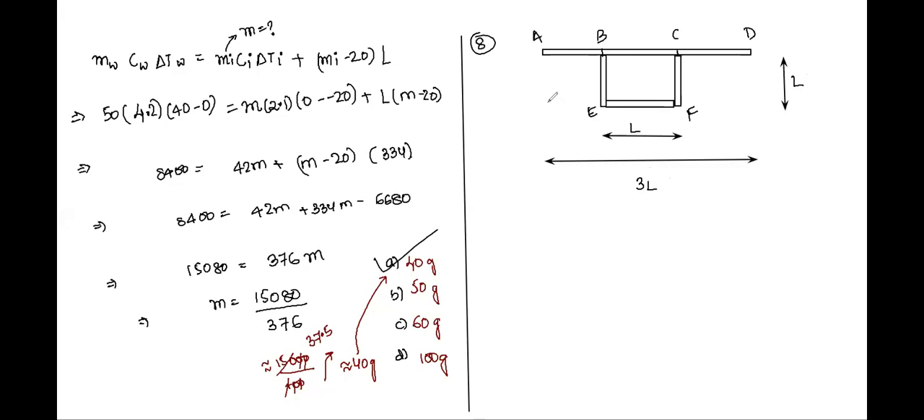The temperature difference between A and D is 100 degrees Celsius. We have to find the temperature difference between B and C. So delta theta, let's say here the temperature is 100, and the temperature at this point is 0 degrees Celsius. Now we have to find the temperature difference between the ends B and C, let's say delta theta BC.